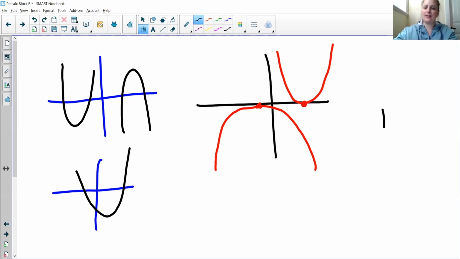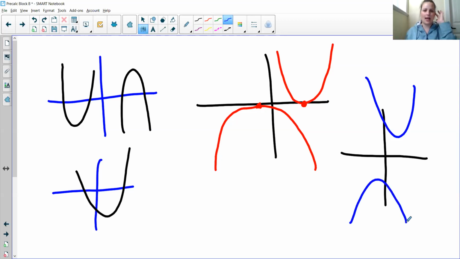And then, of course, you can have these ones that look like this or like this. Even though they're crossing the y-axis, the way I've drawn them, they're not crossing the x-axis. The minimum value for the top one is above y equaling 0. So the minimum value is not below the x-axis, so there will never be an x-intercept. And the same can be said for this one down here.